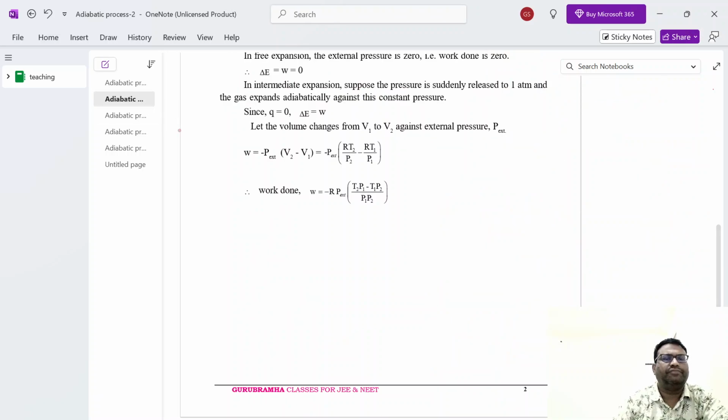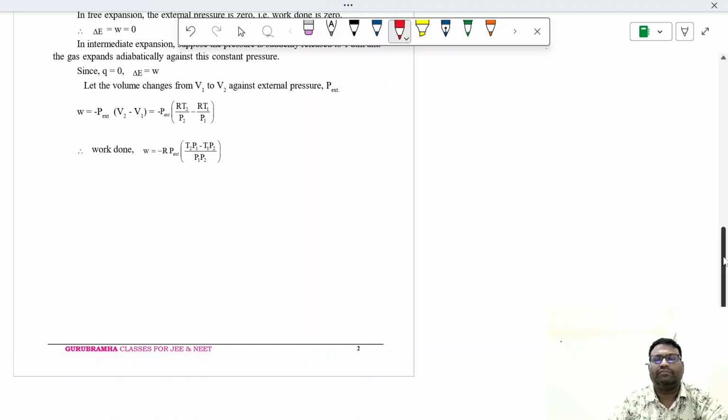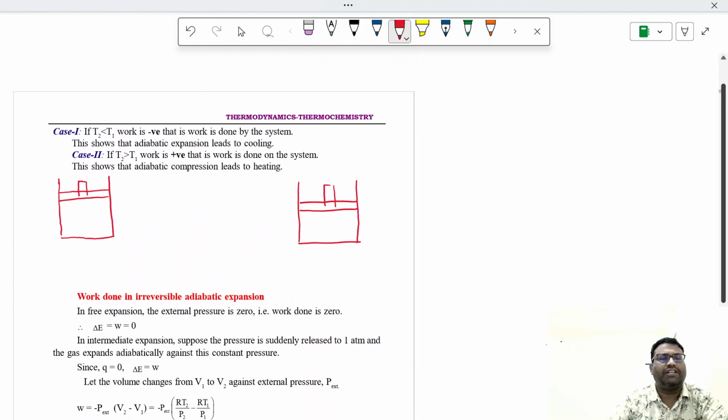Next, coming to, let us see. This is again adiabatic. We are speaking about adiabatic process. In this adiabatic process, we know that Q is equal to 0, right? And delta U is equal to W according to first law of thermodynamics. If T2 is less than T1, the work is done by the system. This shows that adiabatic expansion leads to cooling.